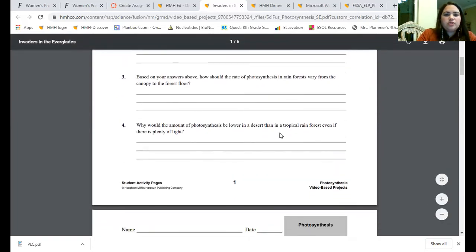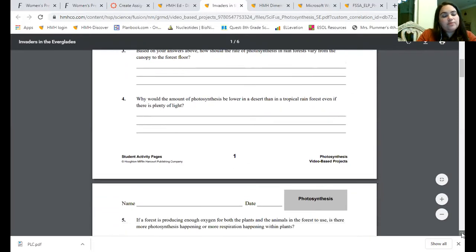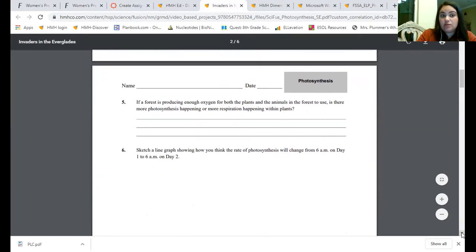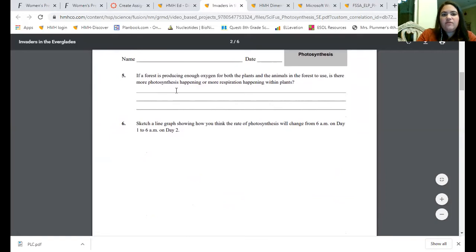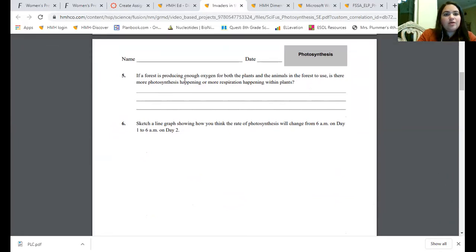Based on your answers above, how should the rate of photosynthesis in the rainforest vary from the canopy to the forest floor? Why would the amount of photosynthesis be lower in a desert than in a tropical rainforest, even if there is plenty of light? Remember, you need water as well. And if a forest is producing enough oxygen for both the plants and the animals in the forest to use, is there more photosynthesis happening or more respiration happening within these plants?